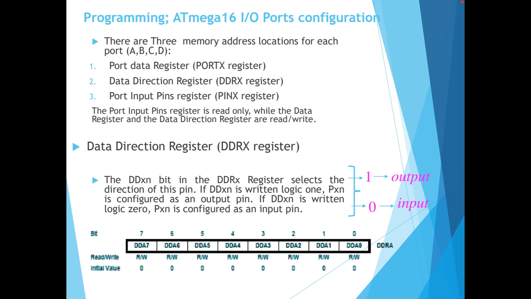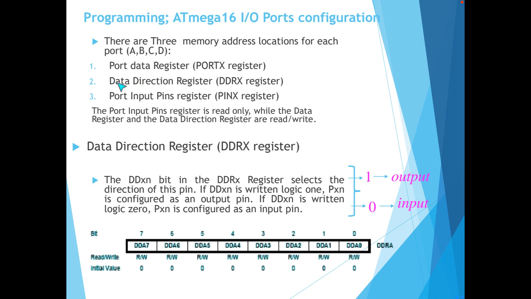As we said, for each of the ports, port A, B, C, D, we have three memory addresses. One of them is called the port data register, which is read and write. The other is the data direction register, which is also read and write. And the other register, the port input pin register, coded as PINX, where instead of X we use A, B, C, D, is read-only. So the last register is read-only. I want to talk about each of the registers one by one, but I'm starting with the second one.